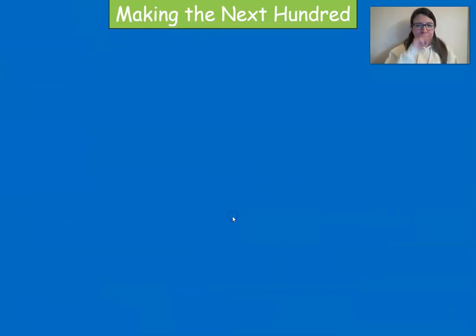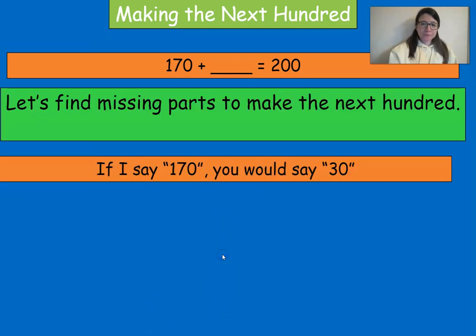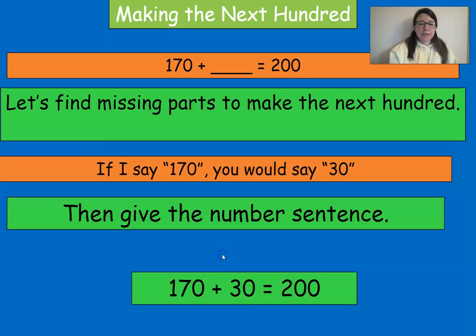Alright, here we go. Today we're going to start with a little practice making the next 100. So what I want you to do is tell me how many we need to get to that next 100, and then we'll put it in a number sentence. So we have 170 plus blank equals 200. How many do we need? I would count by tens. 170, 180, 190, 200 is 3 tens or 30. So we're going to say 170 plus 30 equals 200.